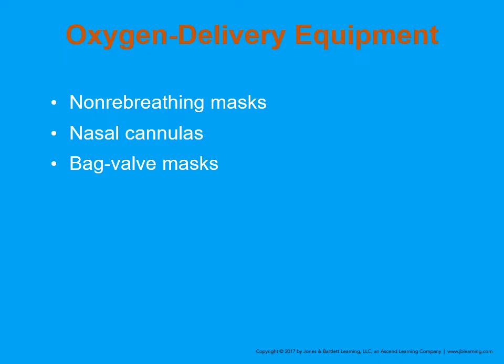Nasal cannulas. They're going to deliver oxygen through two small tube-like prongs that fit into the patient's nostrils. They can provide 24 to 44% inspired oxygen when the flow meter is set at 1 to 6 liters per minute. For patient comfort, flow rates above 6 liters are not recommended. A patient who breathes through their mouth or has a nasal obstruction will get little oxygen. Some EMS systems provide humidified oxygenation during extended transport. Dry oxygen is not considered harmful for short-term use.